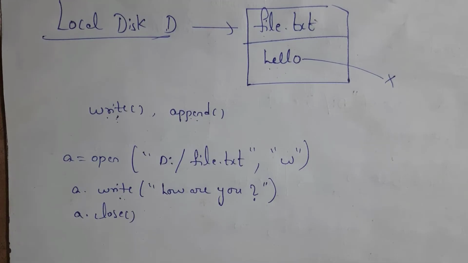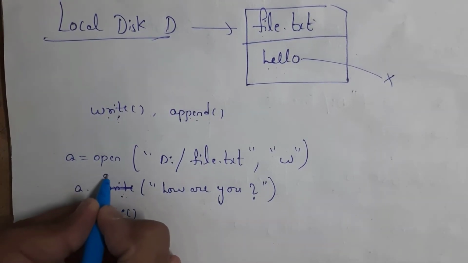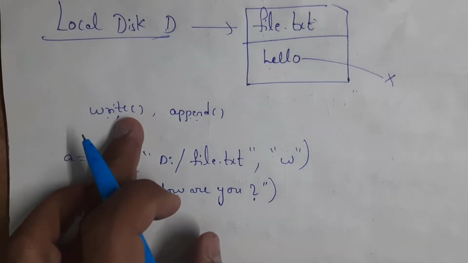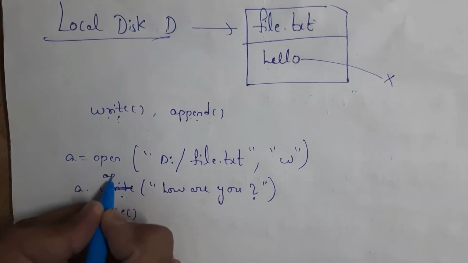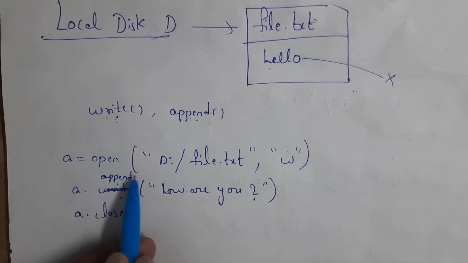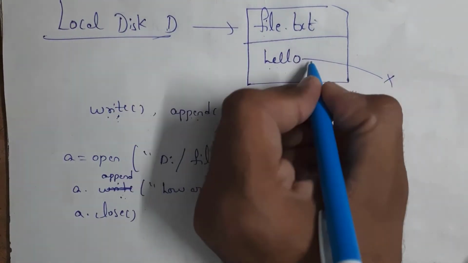Same example, just in place of writing a.write, just write here a.append. Difference between write and append method is, write method will delete previous data and it will add new data, whereas by using append, it will not delete data which is present in my file. It will just add this text at last. So whenever you write here a.append of how are you, it will not delete this hello and at last it will add how are you.